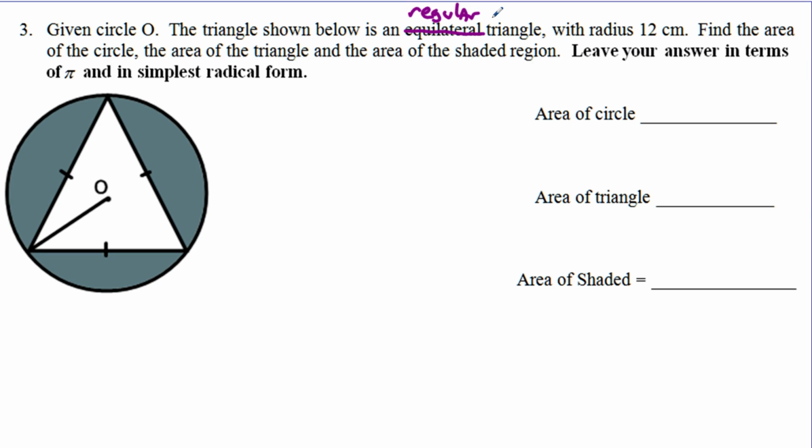Okay, so really they're telling us that we have a regular triangle with a radius of 12, and they're asking us to find the area of the circle, the area of the triangle, and the area of the shaded region, which is basically just the circle but take away the triangle. So let's start off with the circle. I'm going to focus on the circle itself, which means not the triangle. And if you notice, this O to the edge, from the center to the edge, that is the radius of not only the triangle, but also the circle.